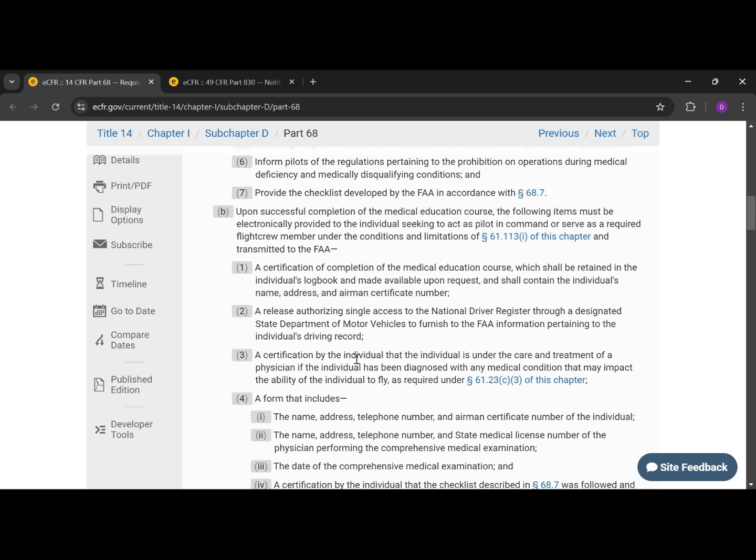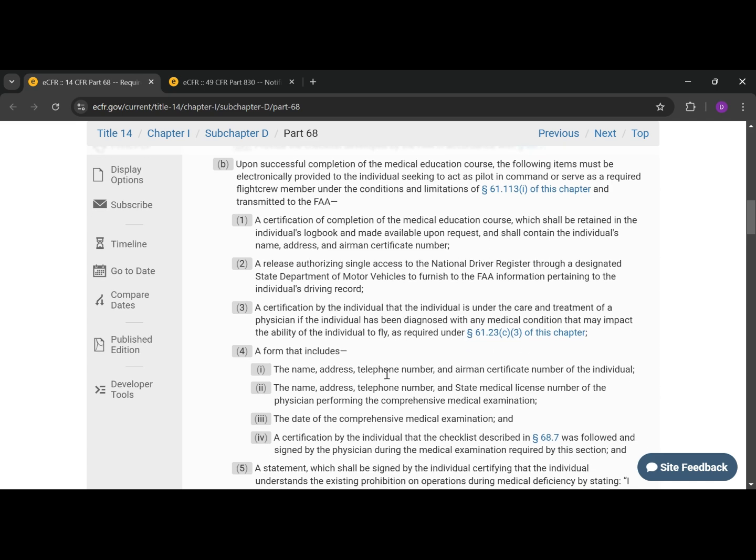A certification by the individual that the individual is under the care and treatment of a physician if the individual has been diagnosed with any medical condition that may impact the ability of the individual to fly as required under 61.23(c)(3) of this chapter.